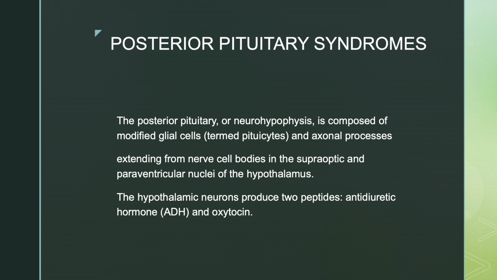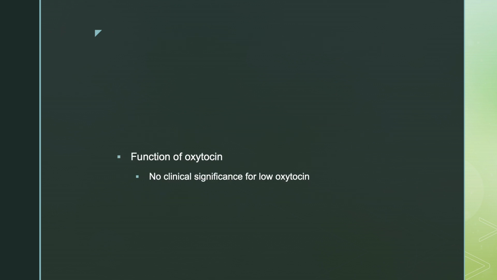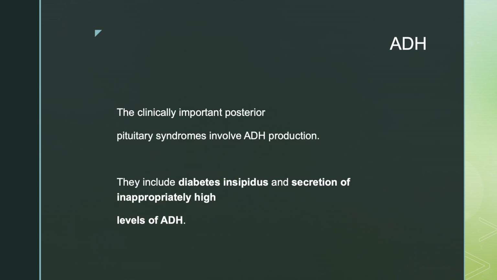Posterior pituitary syndromes. The posterior pituitary secretes oxytocin and ADH, antidiuretic hormone. These come from the hypothalamus into the posterior pituitary gland. You probably remember that oxytocin has certain functions related to nursing mothers. Some people call it the love hormone. However, there is no clinical significance for low levels of oxytocin. Antidiuretic hormone is the clinically important posterior pituitary hormone.